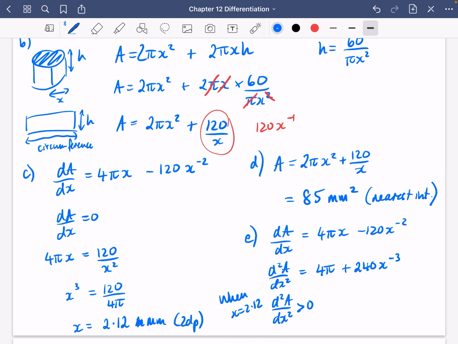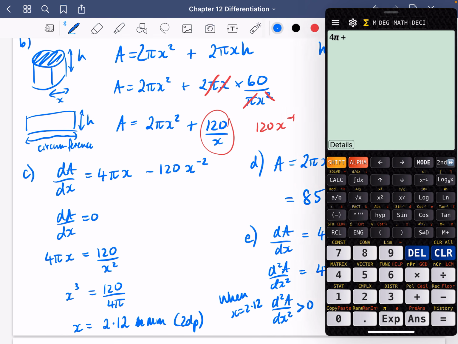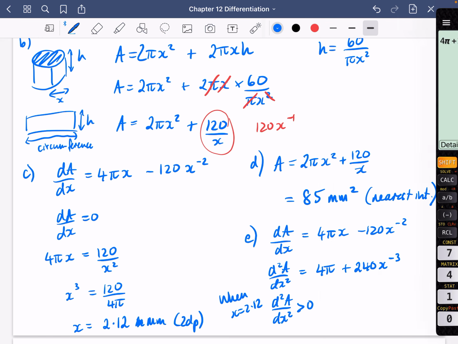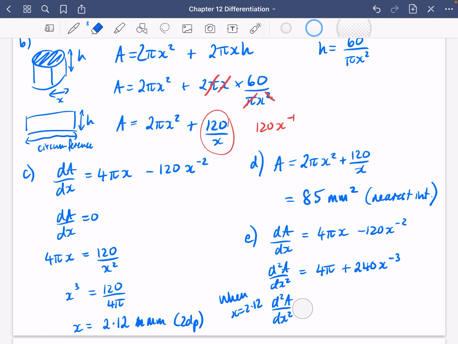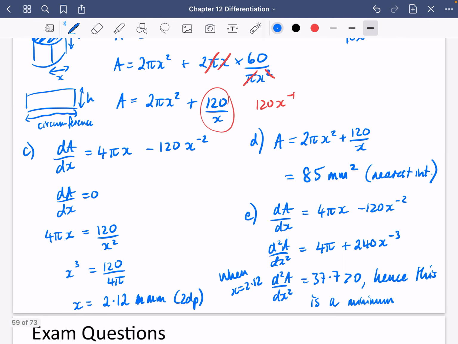If you want to, you can substitute 2.12 in. I'll show you what happens when you sub it in. So you would have 4 pi plus 240 times 2.12 to the power of minus 3, and you get a positive value, you get 37.7. So why don't we just do that? Second derivative is 37.7, which is greater than 0, hence this is a minimum value for A.